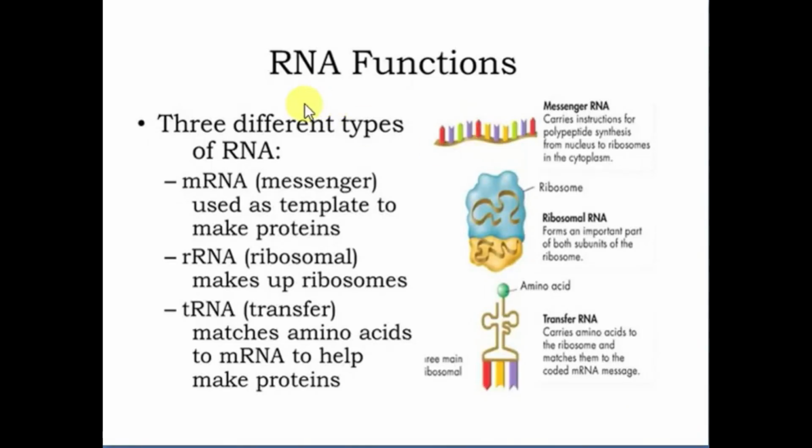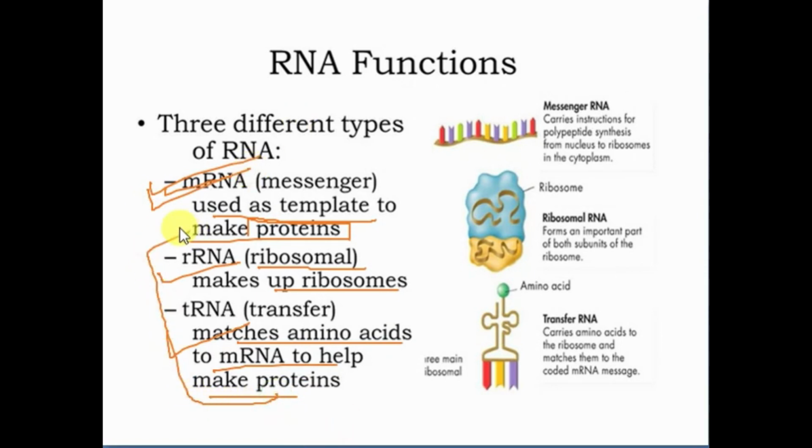If we go to our next slide, here we can see the functions of RNA. mRNA is the messenger RNA. It is used as a template to make protein. So for making protein, mRNA is involved. Then rRNA is the ribosomal RNA. It makes up ribosomes. Then tRNA is called the transfer RNA, and this matches amino acids to mRNA to help in protein synthesis. So I hope the functions of the three different types of RNA are clear for you.